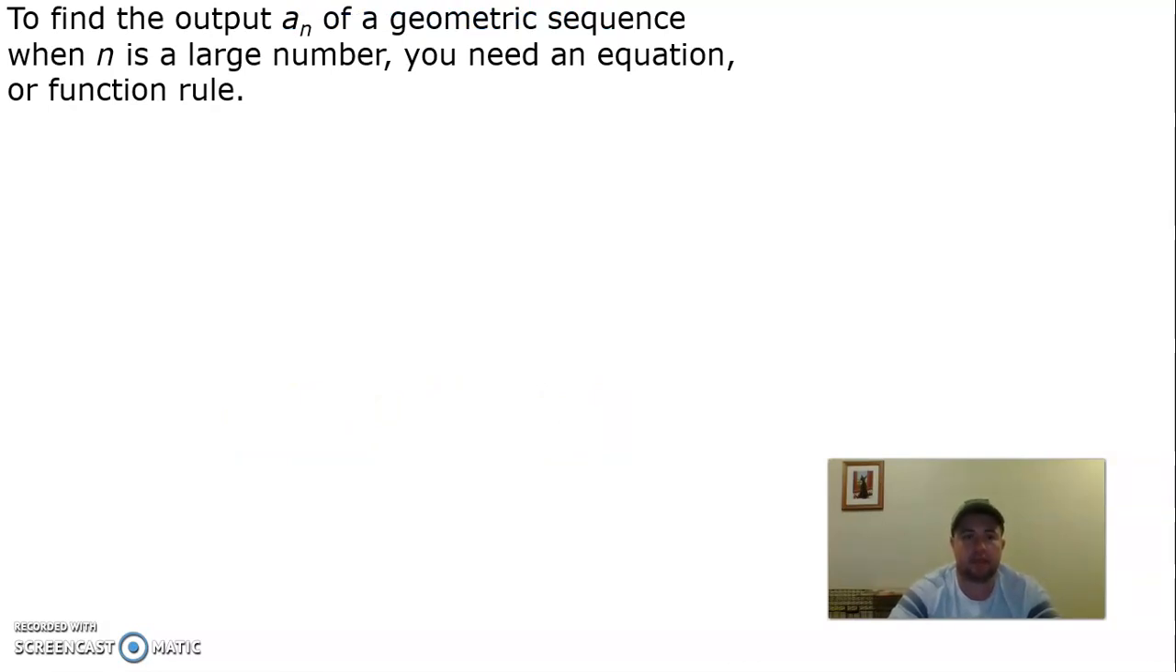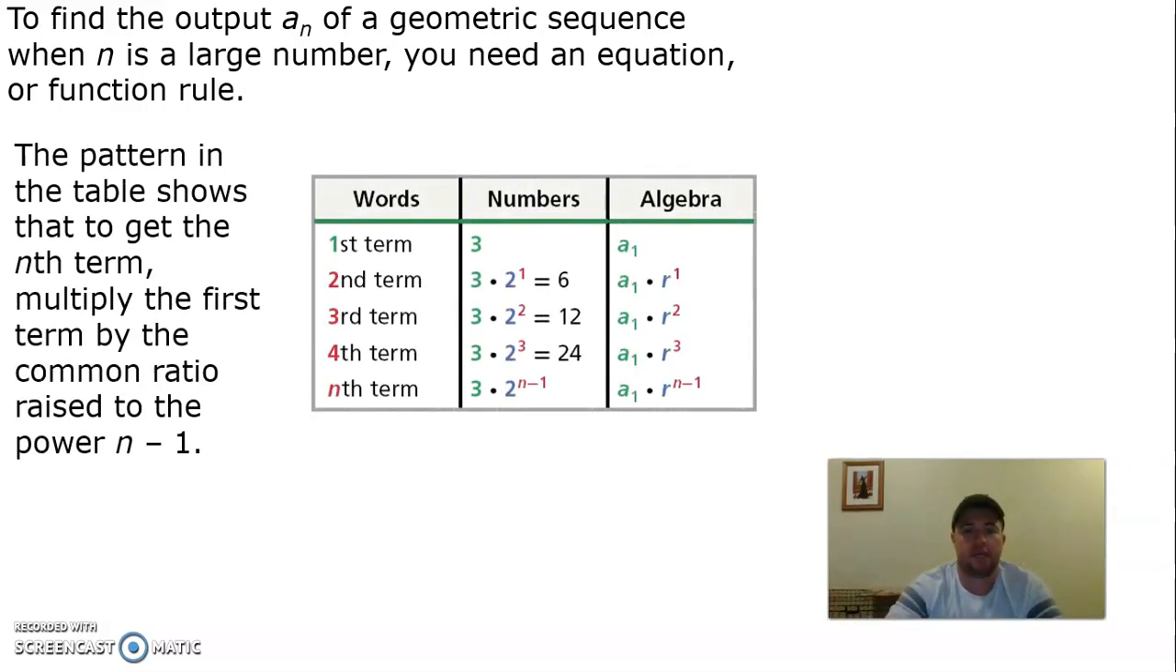Okay. To find the output, or a sub n, of a geometric sequence, when n is a really large number, you need an equation, or a rule. Very similar to how we needed a rule for arithmetic sequences, we need a rule for geometric sequences. And they have most of the same parts. We have a sub 1, and we have n minus 1, and instead of d for difference, we have r for ratio.